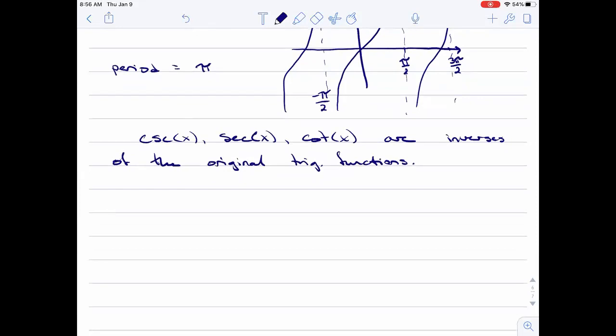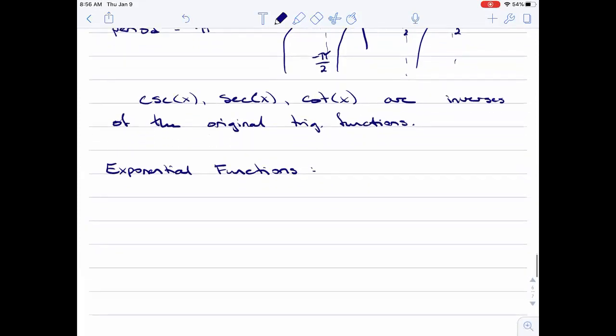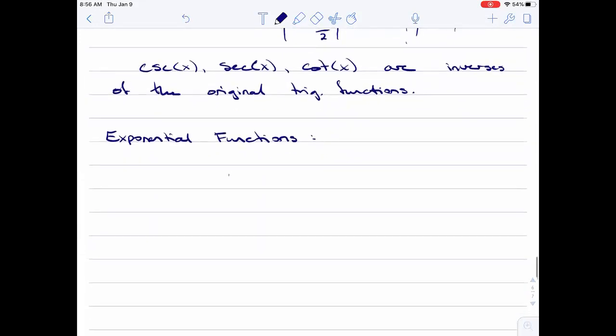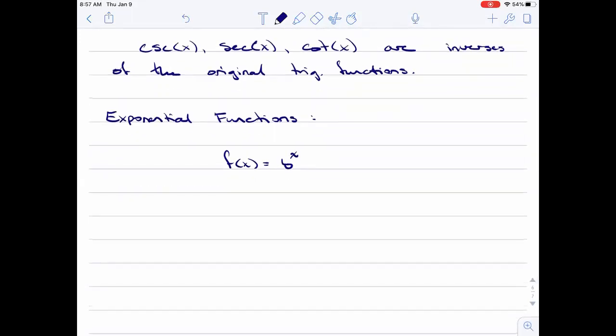All right. Let's move on to something lighter. Exponential functions. Exponential functions, in general, look like f of x is b to the power of x, where b is a positive constant.